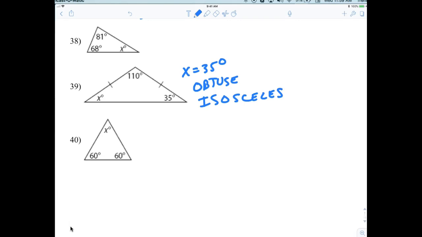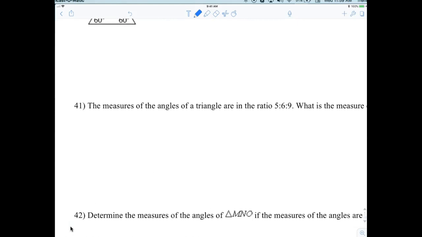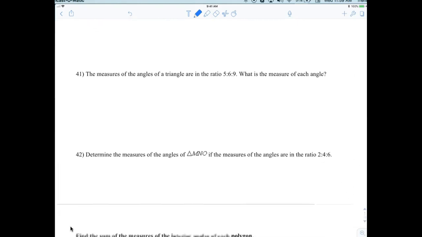All right, 41. Now look, 41, everybody needs to put a star by 41. This is the one that's hard. It says, the measures of the angles of a triangle are in the ratio of 5 to 6 to 9. I'm definitely going to put this on the test. So I want you to draw a triangle.